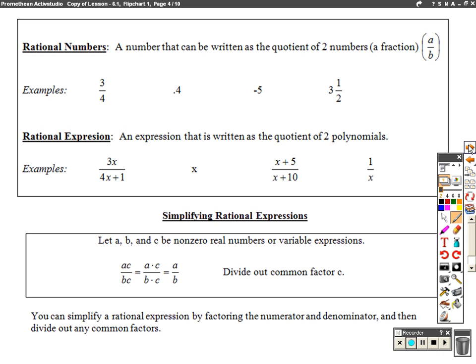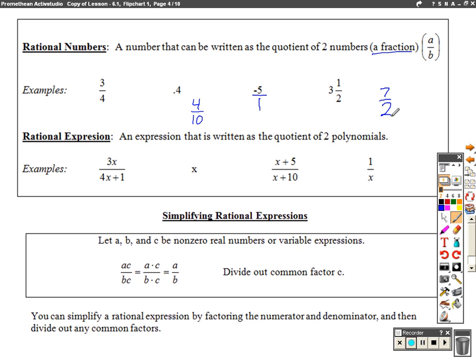Okay, so what are rational expressions? Well, think about what rational numbers are. They're just numbers that can be written as a fraction when you think of a rational number. So 3 over 4, obviously it can be written as a fraction. It is a fraction. 0.4 can be written as a fraction, 4 over 10, or 2 over 5. -5 can just be written as -5 over 1. And 3.5 can be written as 7/2. So those are rational numbers.